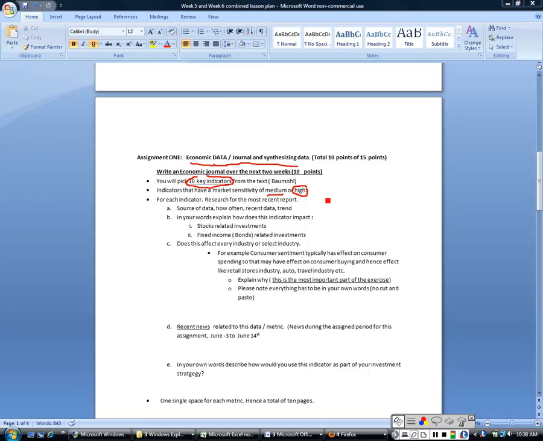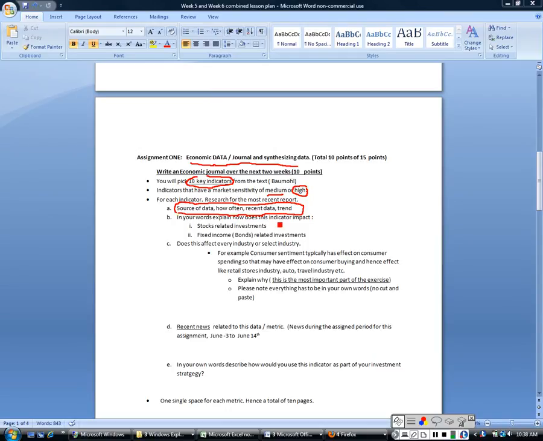So your goal is to look at the next couple of weeks to find the key indicators that have a high sensitivity, no lower than medium, typically high or very high. That would be what you want to do. See what data is coming out over the next 2 weeks, and if data has already come out over the last couple of weeks, at least go see that data. For each indicator, you are going to describe the source of data, how often it comes out, and the recent data. This is a quick snapshot so that if somebody was reading your journal, they will say, okay, I understand the data. Why did you pick it, etc.